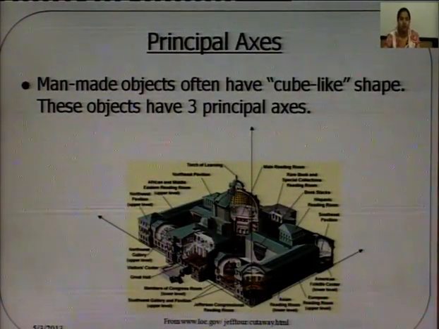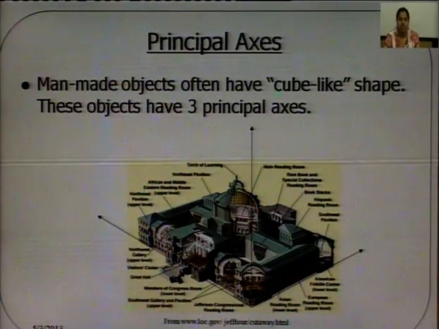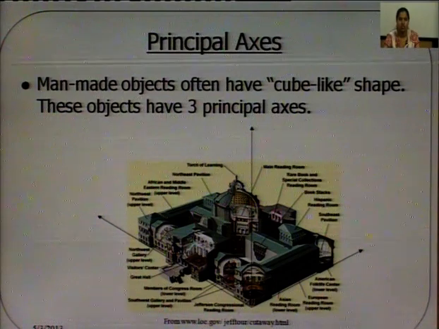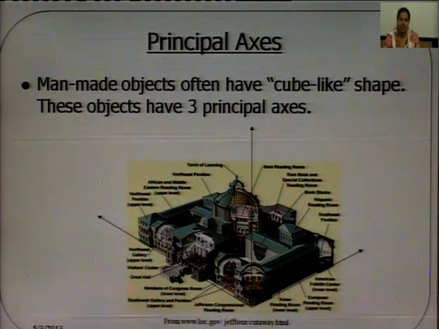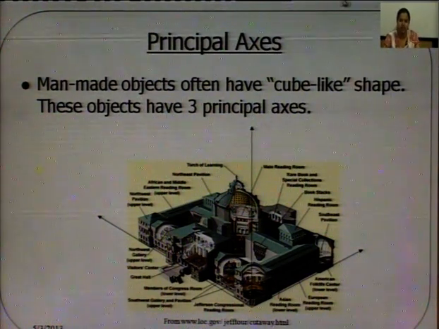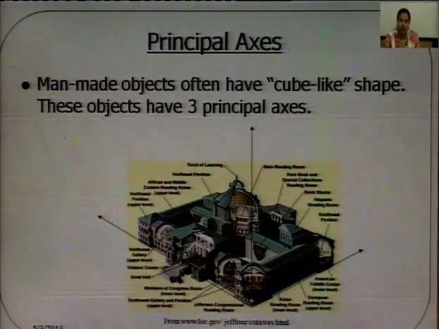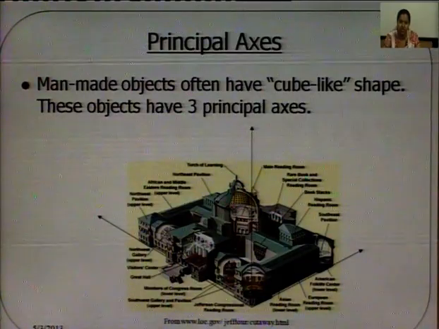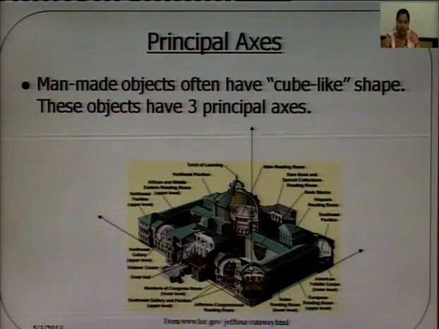Here you see, man-made objects often have cube-like shapes. Not all, but we can see objects as cube-like shapes. So these objects have three principal axes. Here you see, this building has three principal axes: the x-axis, y-axis and z-axis. So everything defined in these three axes is known as the three principal axes.